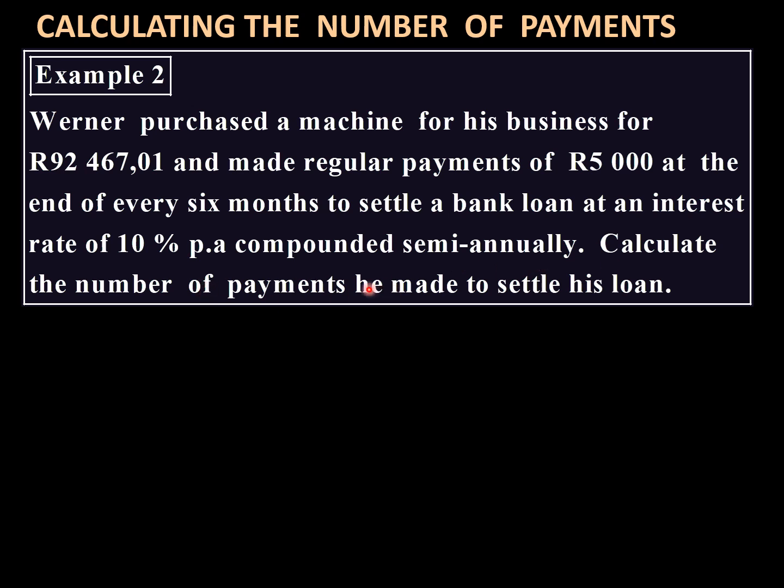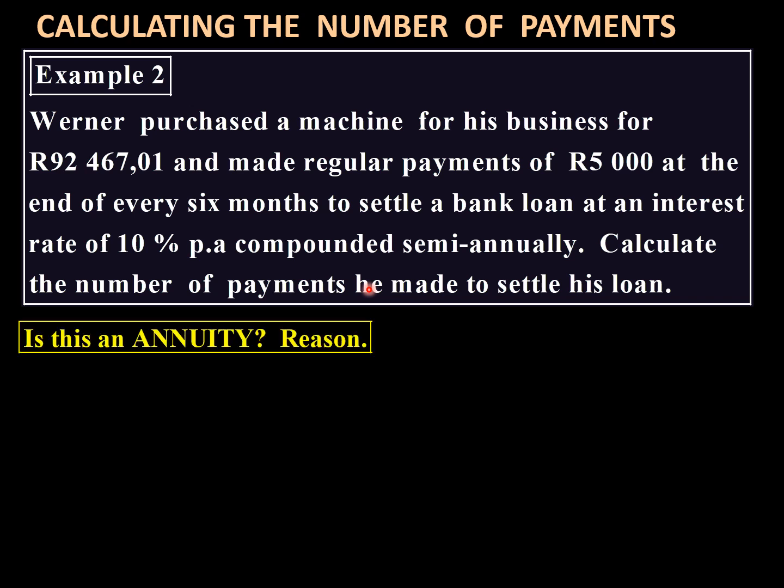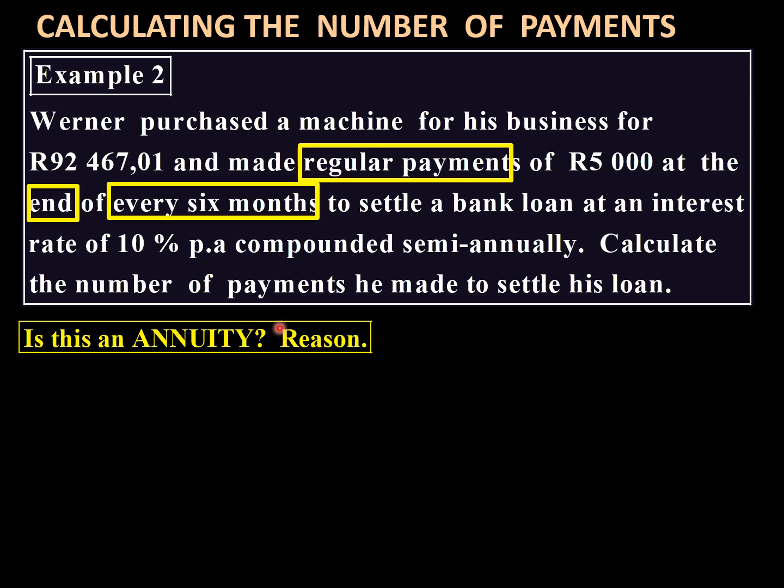Now let's read the question. There should always be keywords that indicate to you whether this is an annuity. Do you see the keywords there? Regular payments, right? And he's making them at the end of every 6 months, right? So that's definitely an annuity. Because it's the end, it's an ordinary annuity.